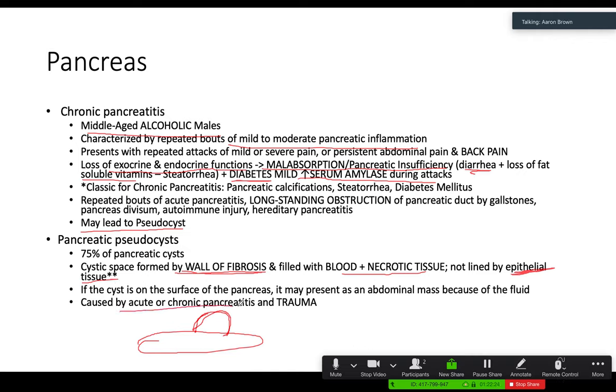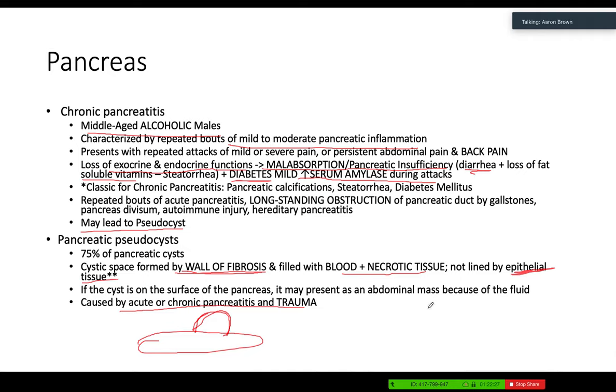This can be caused by acute or chronic pancreatitis, trauma, and it may present as an abdominal mass because of the fluid, but a lot of times these are going to be asymptomatic, and we're not going to treat these a lot of the time.